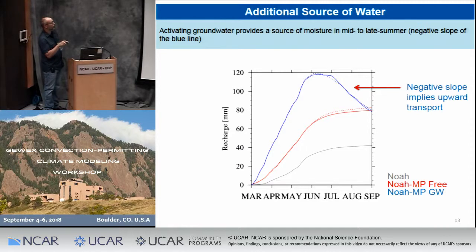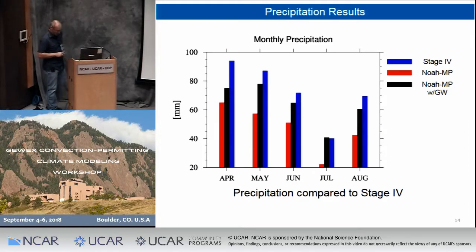So this is an additional source of water that we were potentially interested in capturing. When we added this groundwater into the NOAA-MP model and reran these 4-kilometer simulations, here's the precipitation now in black, relative to what was here before. There's increased precipitation throughout this central part of the US. At the end of the summer season, the precipitation is really well captured in July, and it's reducing that bias in August substantially.